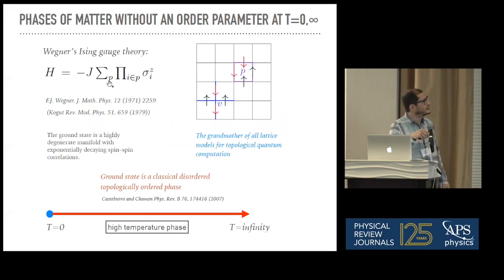It's a classical gauge theory with classical variables, plus or minus one, defined on the bonds of the square lattice, and the Hamiltonian is basically a product over the spins on a plaquette. This is a very interesting gauge theory. It has two phases. At zero temperature, it has a ground state that is classically disordered, but it has topological order. And at high temperature it is just the disordered paramagnet. But the interesting thing is that the zero temperature phase has no order parameter, so it is disordered and has zero correlation length.